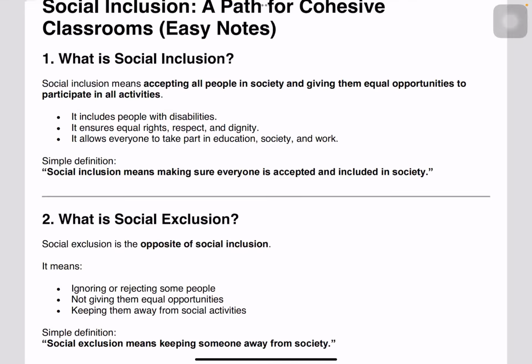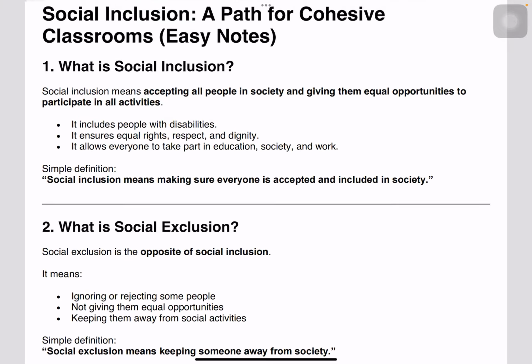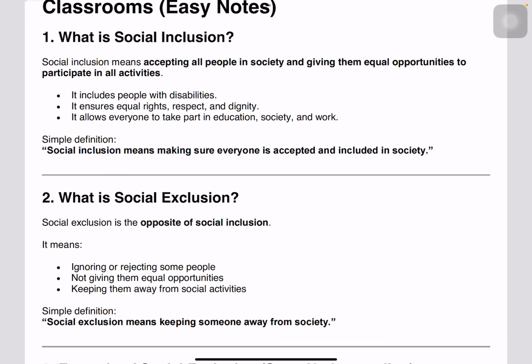It includes people with disabilities. It ensures equal rights, respect, and dignity. It allows everyone to take part in education, society, and work. Simple definition: social inclusion means making sure everyone is accepted and included in society.